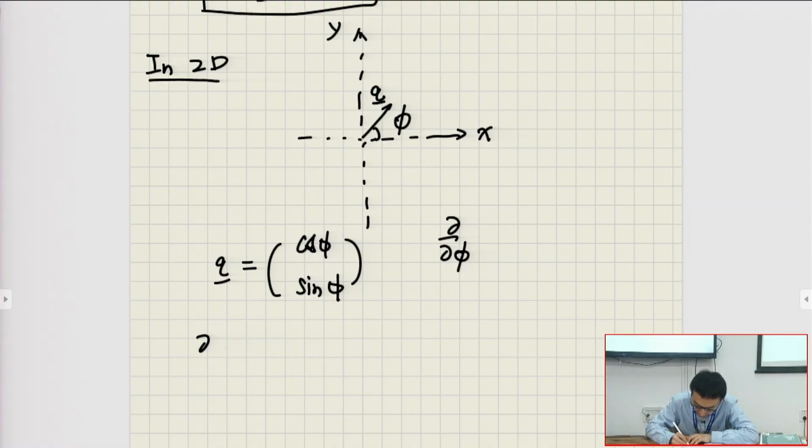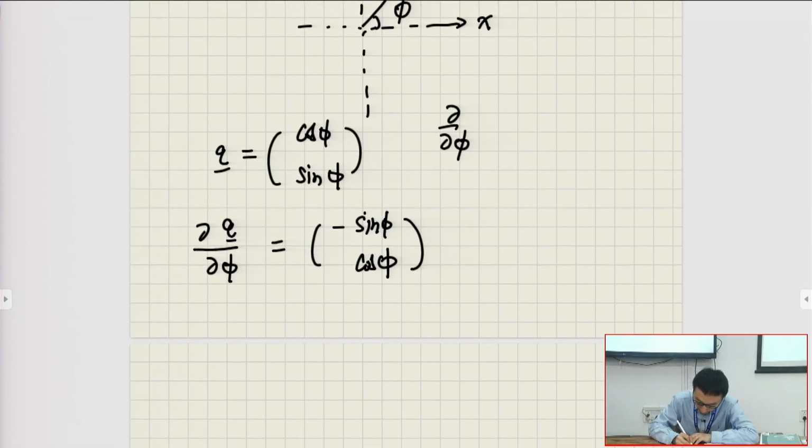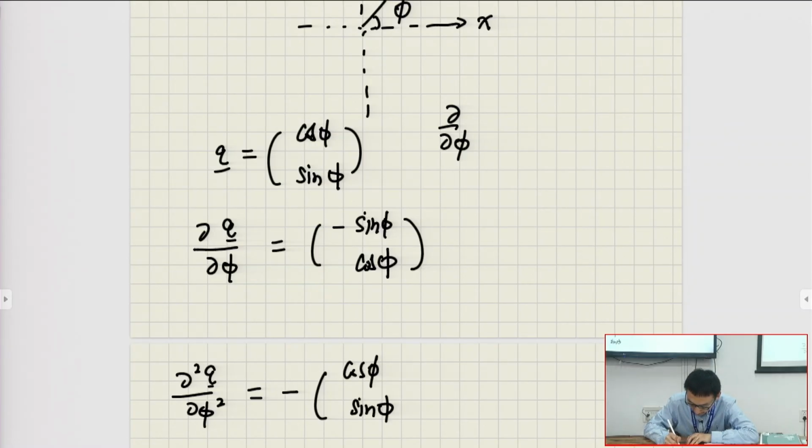Now let's take the first derivative. What we get is minus sine phi, cosine phi. Okay, that's fine. And then let's take the second derivative. Well, minus sine phi becomes minus cosine phi. Cosine becomes minus sine. So both terms have a minus sign in front. So I'm going to factor that out, and I get cosine phi, sine phi. But that is q, right? So that's actually minus q.